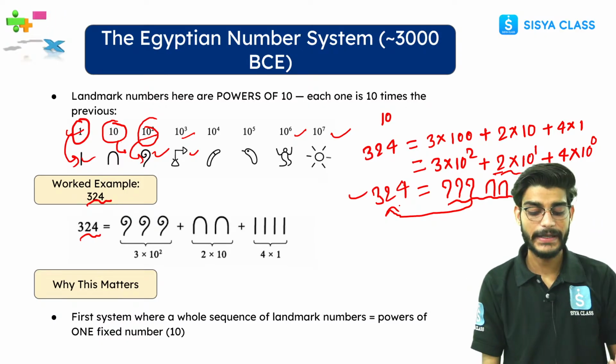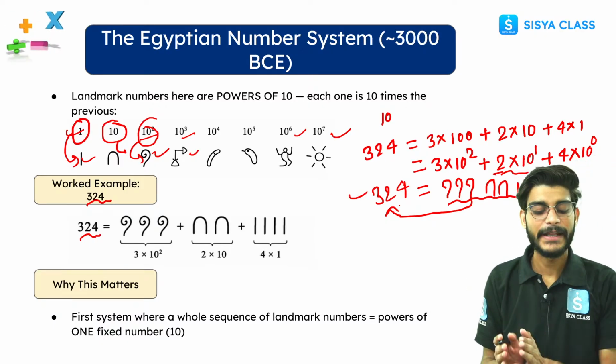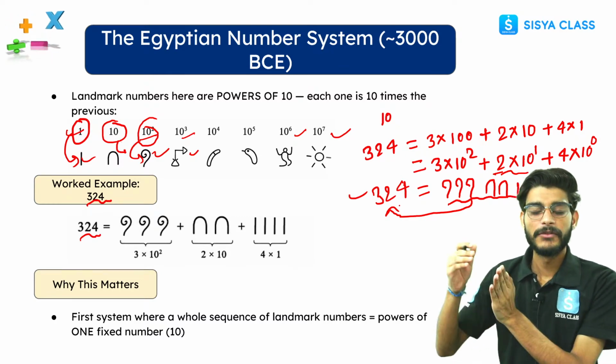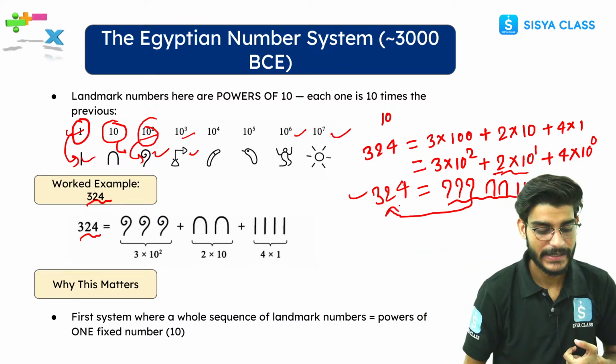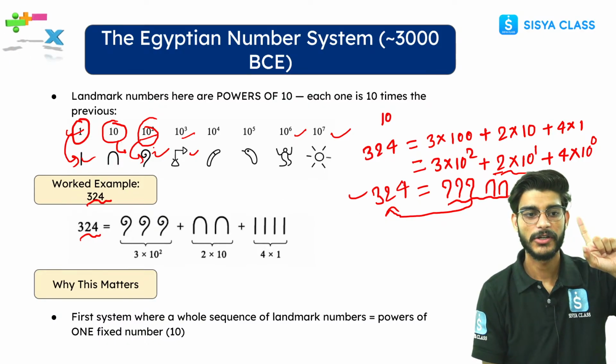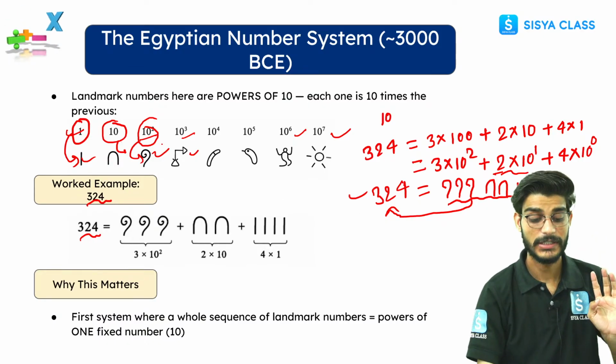So this was all about the Egyptian number system. They have taken the power. First of all, they have taken the base as 10. Then we will see the different bases. First they started with the base 10, and for every power of 10 they have given one notation. Clear? So this was all about it.